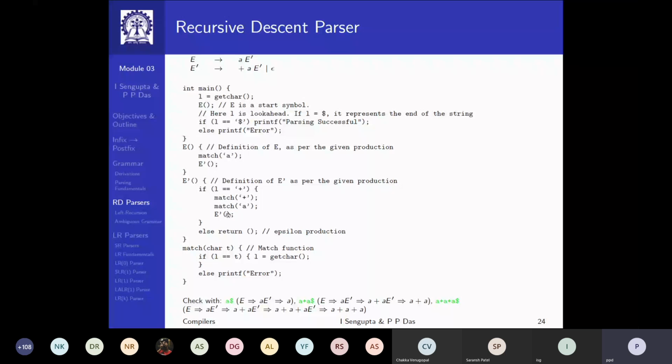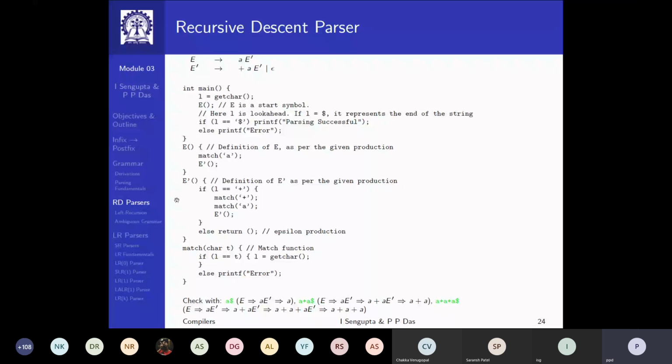Okay, let's see how you code this. Just for practice, main is quite the same. The getChar, the first lookahead, then call the function for the start non-terminal, final check here, and you are done. What is the function for the first non-terminal E? Certainly it will match A, which is the same match function, and then we'll call the function for E prime. What is the function for E prime?